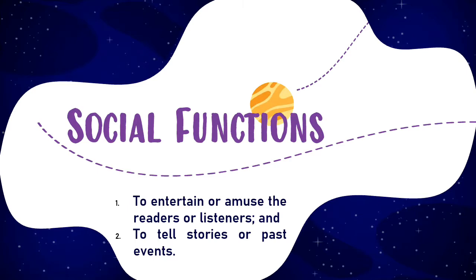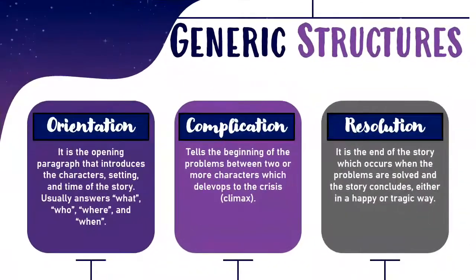Now, I want to describe the generic structures of narrative text, which consist of three main sections. They are orientation, complication, and resolution. Firstly, the orientation. It is the opening paragraph that introduces the characters, setting, and time of the story. Usually answers what, who, where, and when.